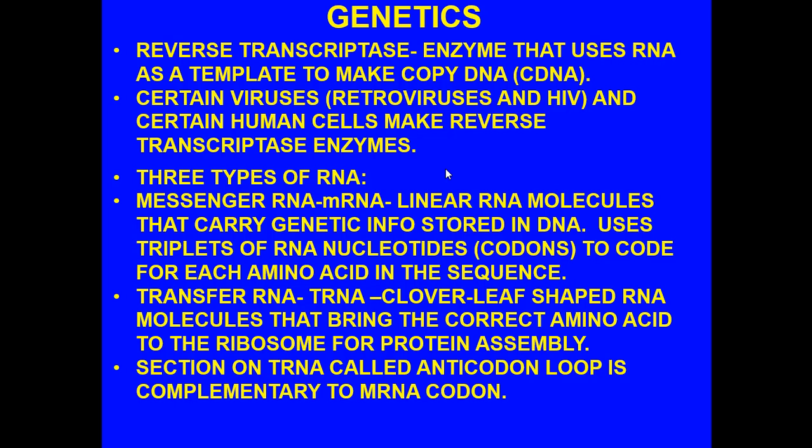Transfer RNA, and it starts off with a T and then RNA, is a cloverleaf-shaped RNA molecule, much smaller, that brings the correct amino acid to the ribosome for protein assembly. A section on the tRNA is called the anticodon loop. It is complementary to the messenger RNA codon.